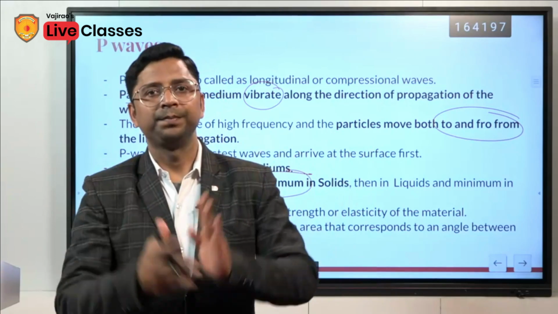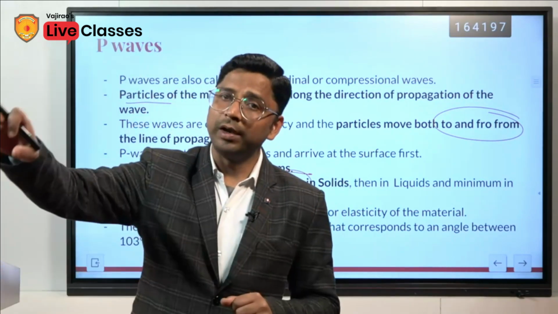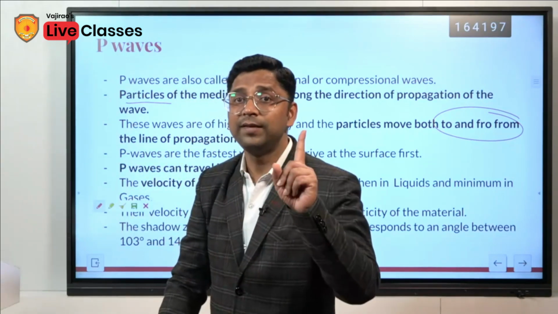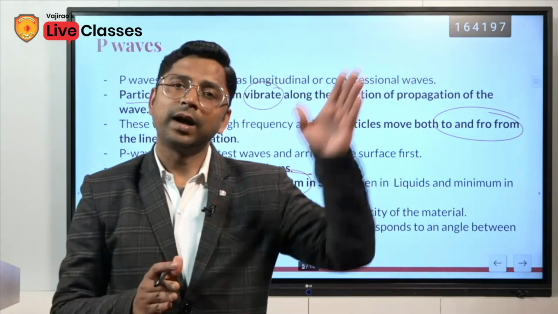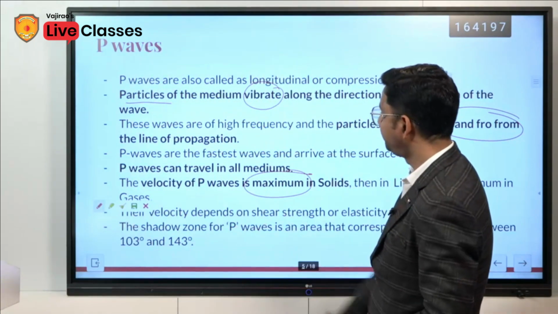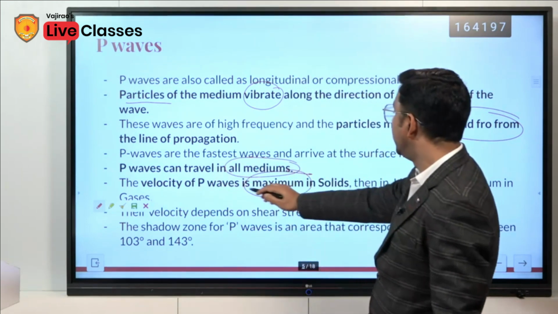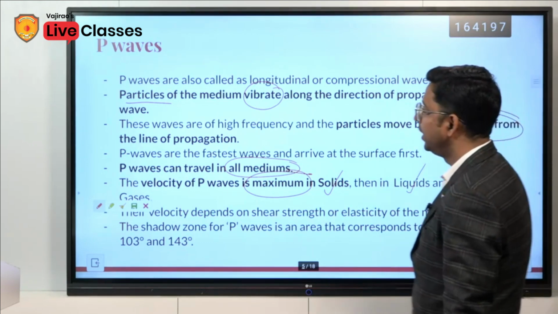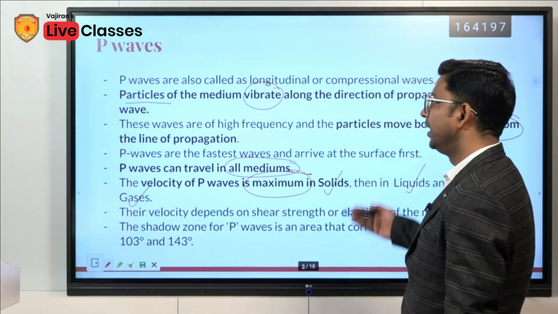But there is a point. The velocity of these waves is maximum in solids, it reduces in liquids, and it further reduces in gases. Now this is a very important point. This point will be used in assessing the conditions of the Earth's interior. So these waves can travel in all mediums, but the velocity is maximum in solids, reduces in liquids, and further reduces in gases.